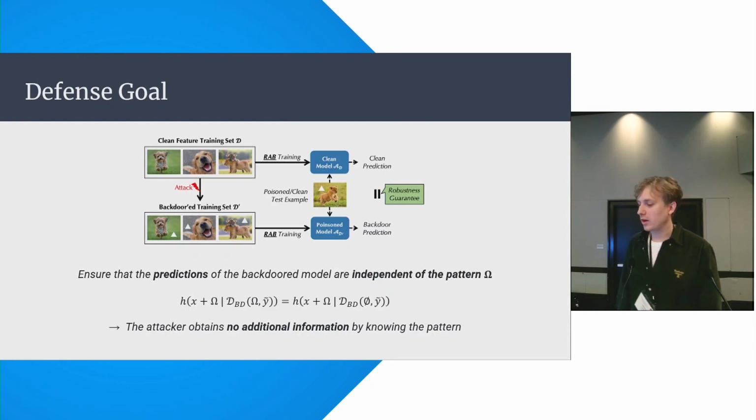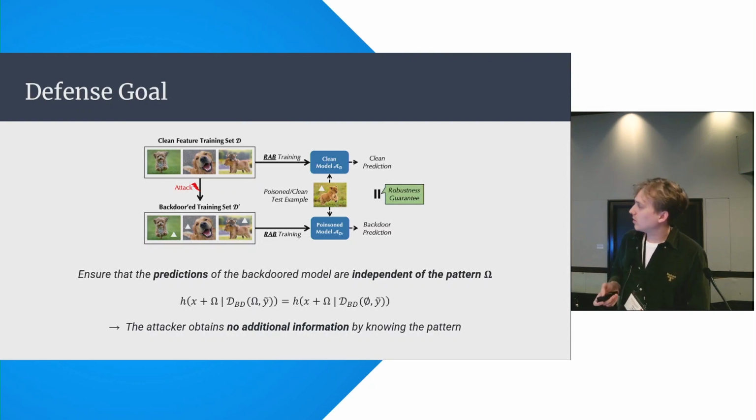More formally, the guarantee that we want to make is this: whenever you have a classifier which was trained on a backdoor training set, and the classifier receives an input with the backdoor pattern, then the classifier would have made the same prediction if it had been trained on a data set without the trigger.